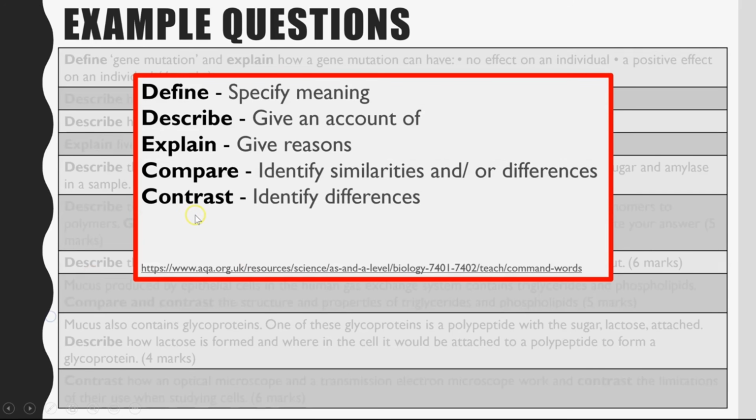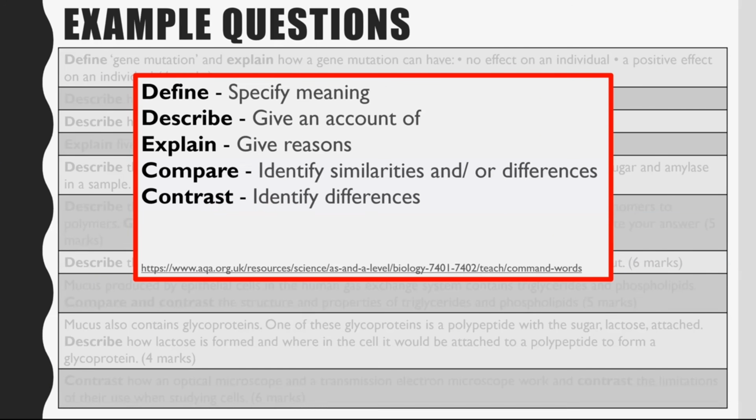And just to clarify exactly, I've gone to this website, which is the AQA website, and I'll link that in the description so you can go there as well, just to refresh your knowledge on what those command words are actually asking you to do. So define is specify meaning, describe, give an account of, explain is give reasons, compare could be looking at similarities or differences, contrast is just identifying the differences.